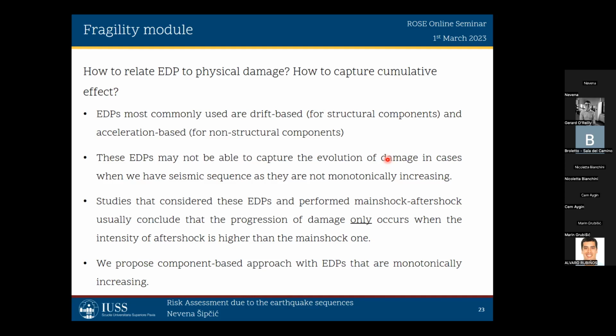There are many studies that dealt with main shock-aftershock analysis and used drift as an EDP. What they usually conclude is that the progression of damage is noticed only in the cases when the intensity of the aftershock is higher than the intensity of the main shock. In reality, in the field, this is not always the case. We see the progression of damage even though the aftershock intensity is lower than the main shock intensity. So we proposed a component-based approach where EDPs are actually monotonically increasing.